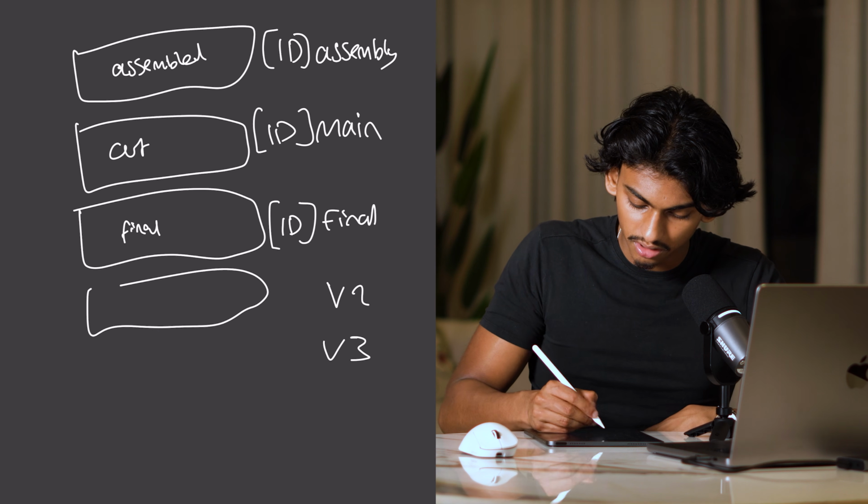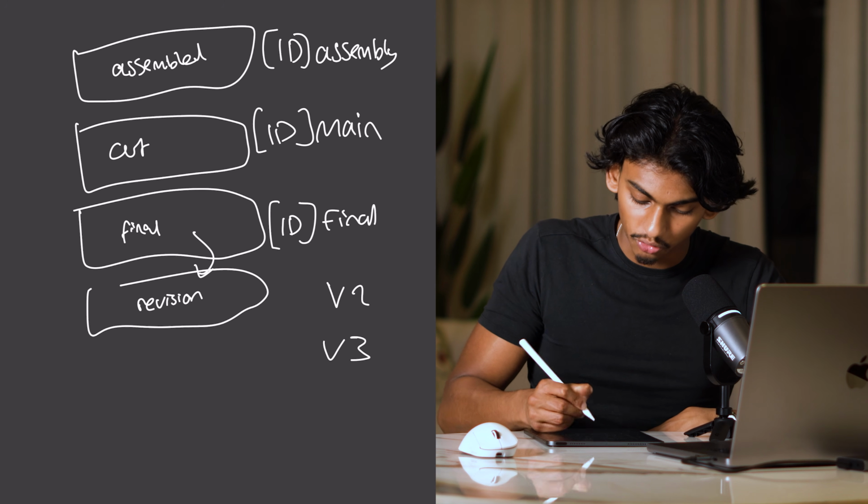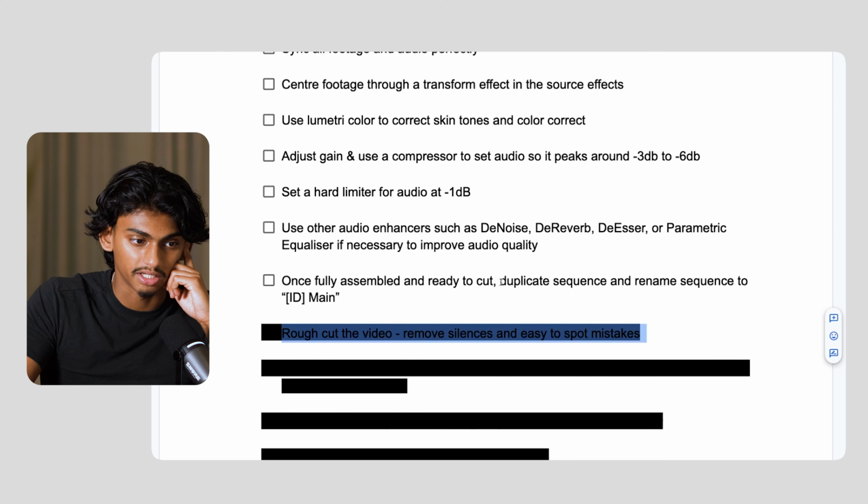This is going to be a duplication of this after me doing the revisions, because I always want to keep the OG version just in case I need to go back. What this assembly workflow does is you never lose progress, which can be really scary and waste a lot of time. So that is why we assemble it, get it ready to cut, then duplicate and rename.